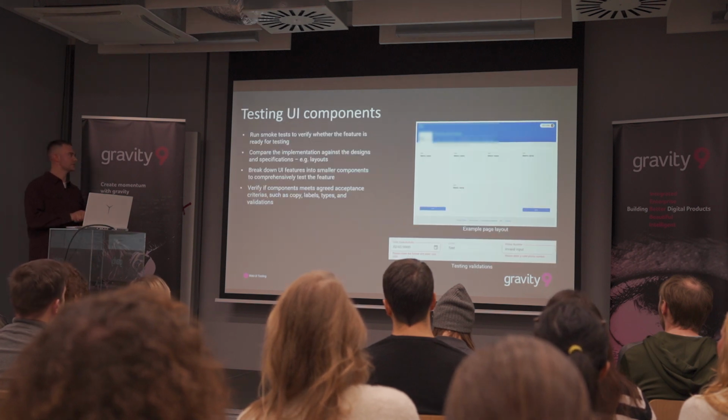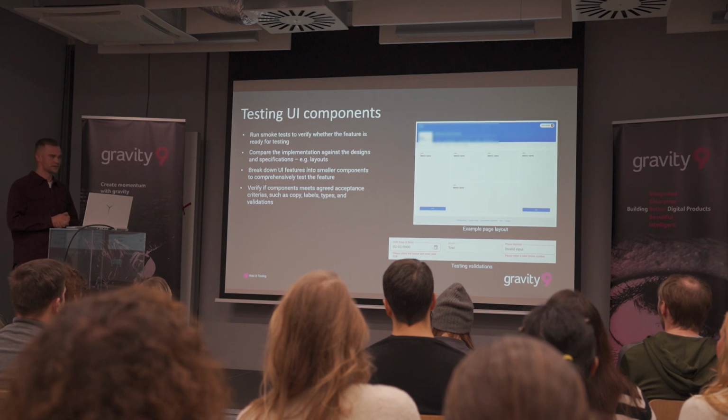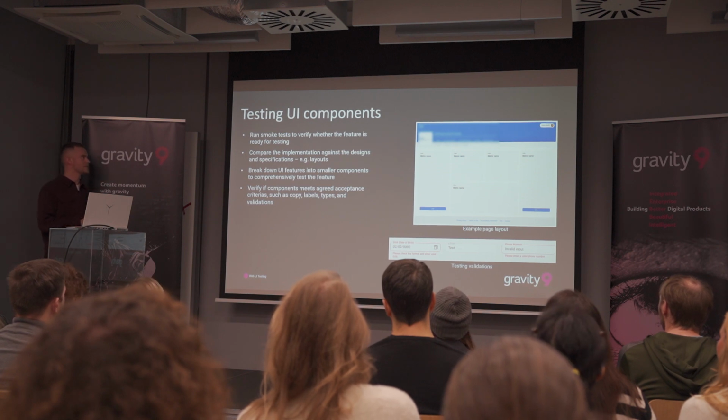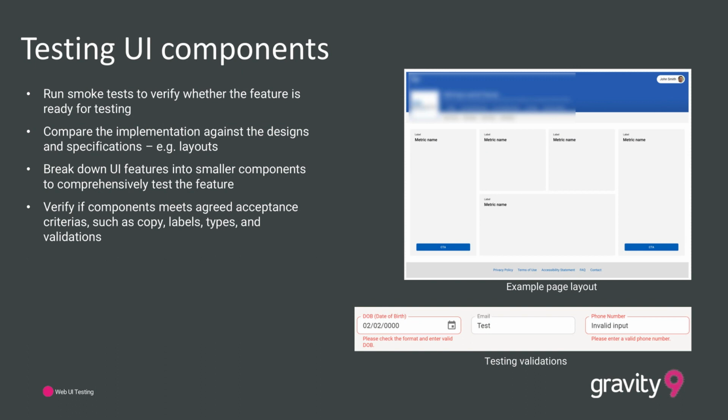So when it comes to testing the UI components, there are different stages of that process. First of all, obviously you need to run some smoke tests just to ensure the functionality is fully implemented, so we can proceed with the whole user journey, just to be able to test it fully. Next, you have to start comparing the implementation against the designs.